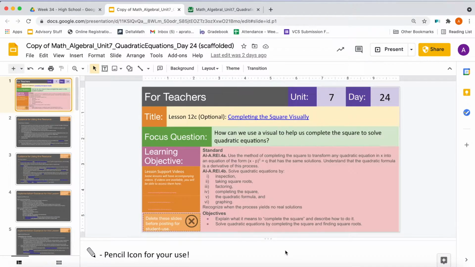In this video, I'm going to start a lesson series of videos that address how to execute the routines in Unit 7, Day 24, Lesson 12C, completing the square visually. There are two routines in this lesson: contemplate, then calculate, and connecting representations. These are two routines that you may not have used before.